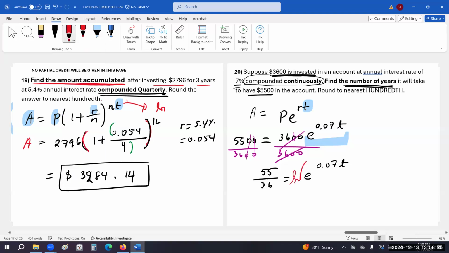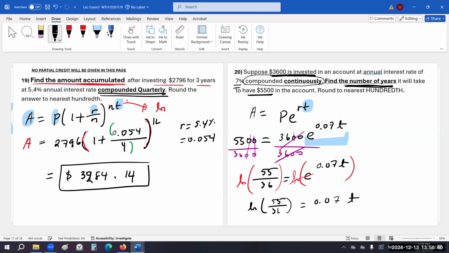Now we can apply ln. So they cancel out. And we have ln of 55 over 36, 0.07. Last step is 0.07.